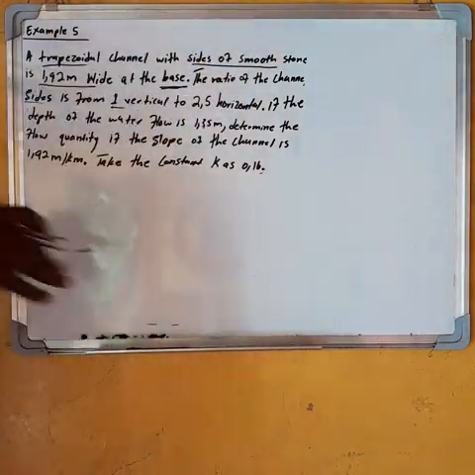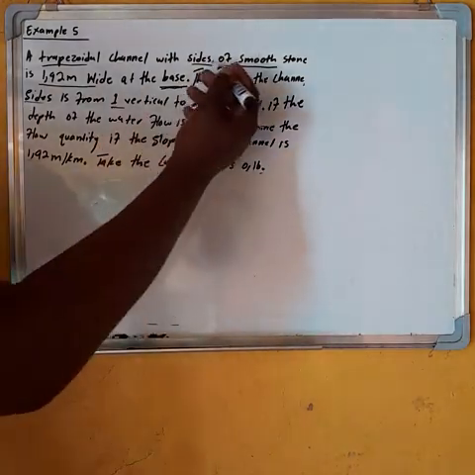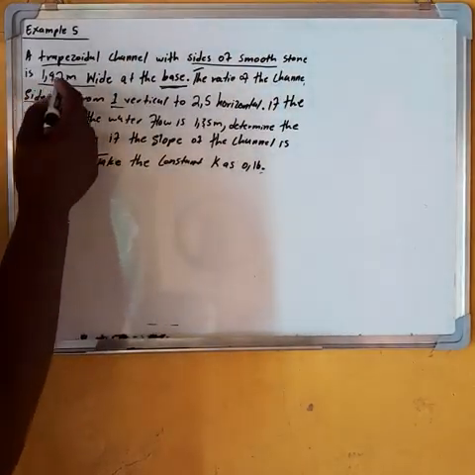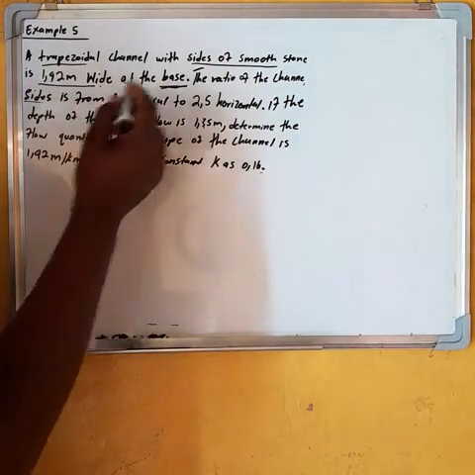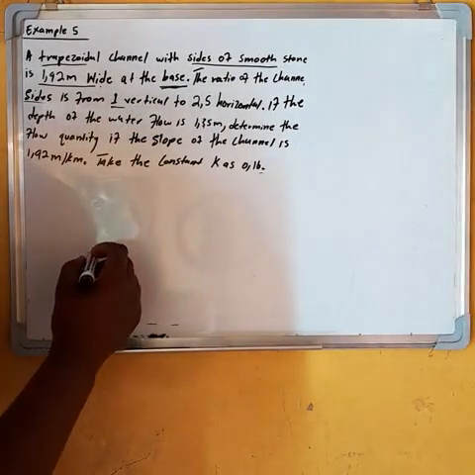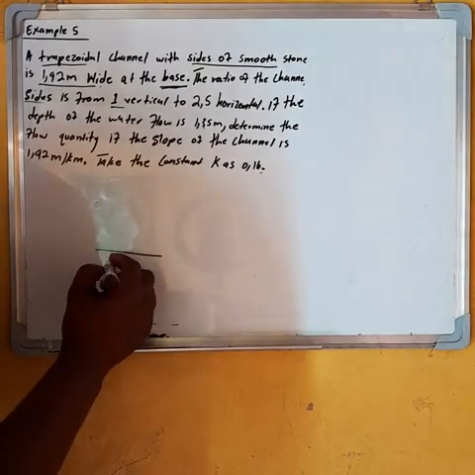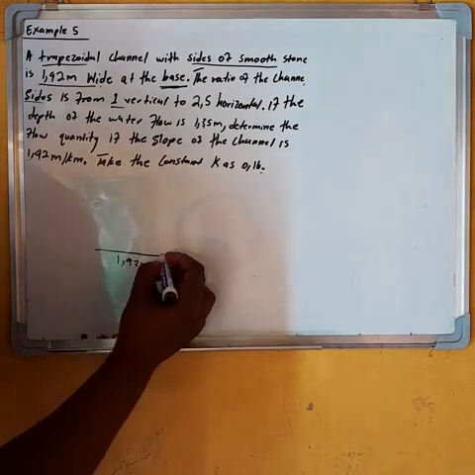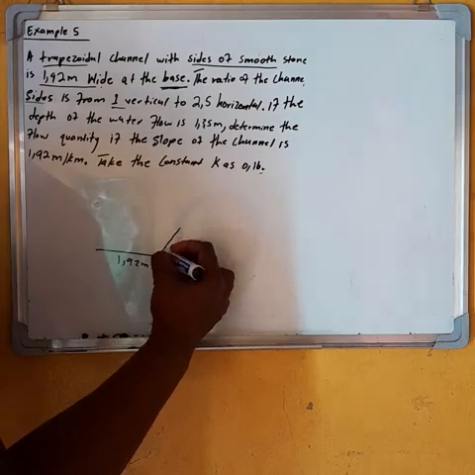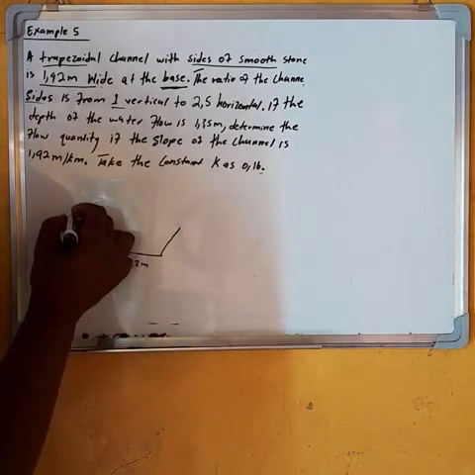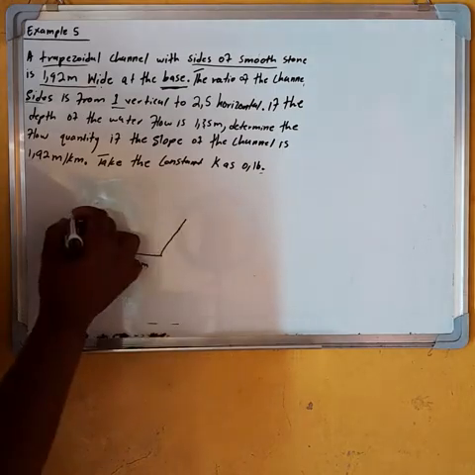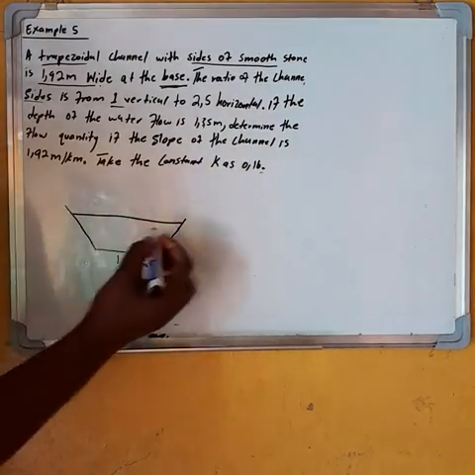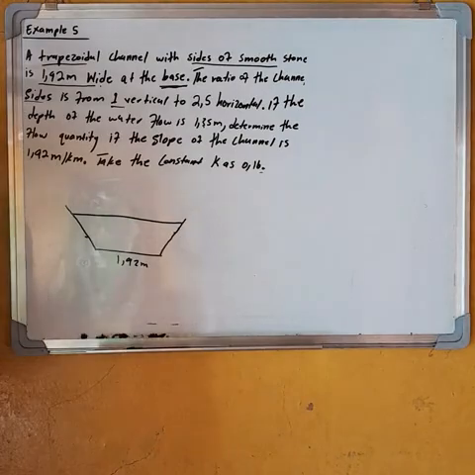Okay, the structure, you can write it if you feel well. It says trapezoidal, sides of stone, 1.9 width wide at the base. That means you've been given a base here. This base here is 1.2 m. The shape of this thing is like this, right? It's a trapezoidal. It must always be like that. Then these are the sides of the channel.